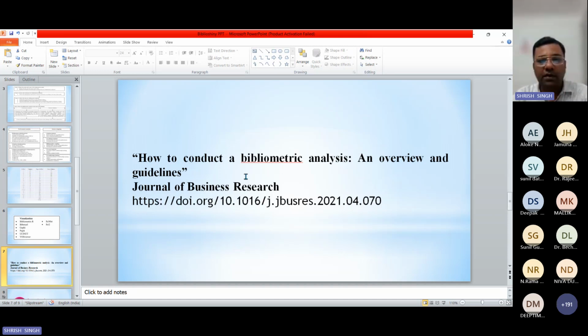One last slide: how to conduct a bibliometric analysis, an overview and guidelines, Journal of Business Research. This paper basically presents a very systematic way to write a paper on bibliometric analysis. If you want to read it, it's a very good paper.